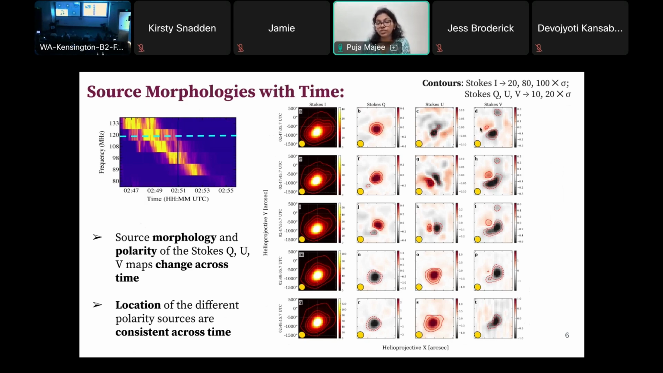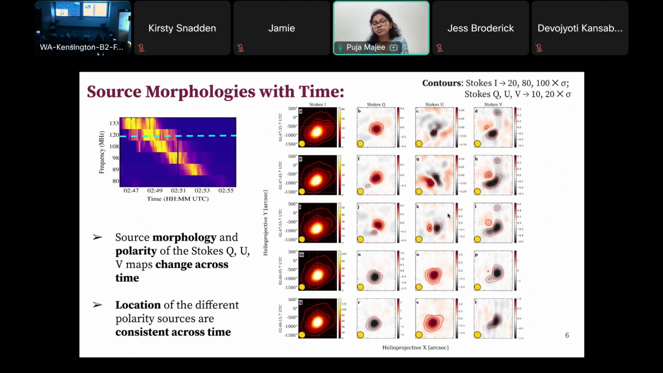If you look at the Stokes V images, the last column, you can see that initially there were two polarity sources where the positive polarity was not that evident, then later on it becomes evident, and after that it again becomes a negative polarity source. And in the Q and U sources, you would find that with time the polarity of both sources changes. So the source morphology as well as the polarity in the Stokes QUV images changes across time within 10 seconds, even less than 10 seconds.